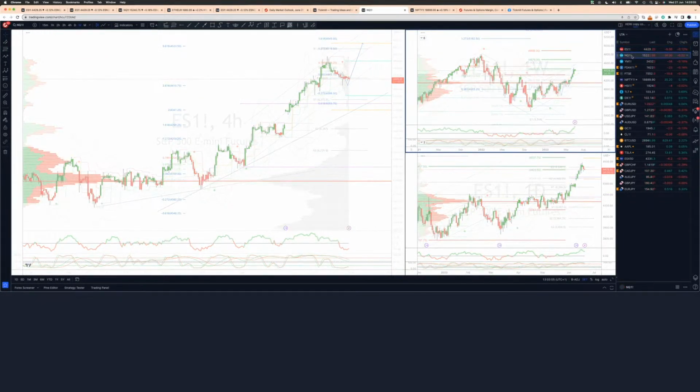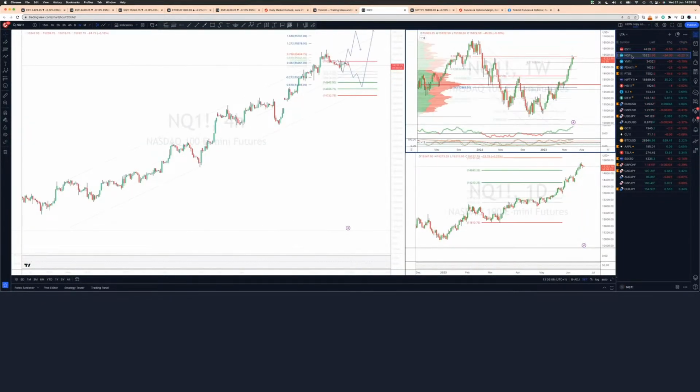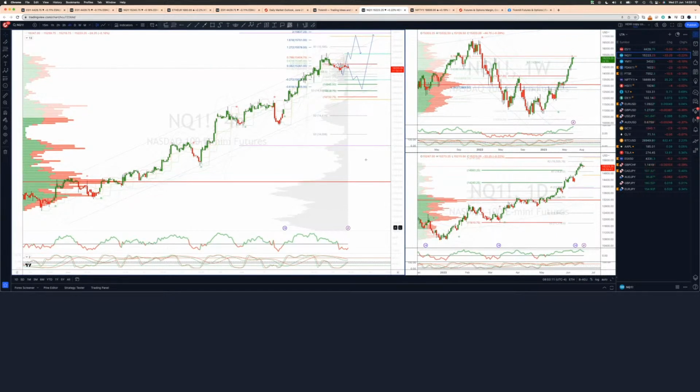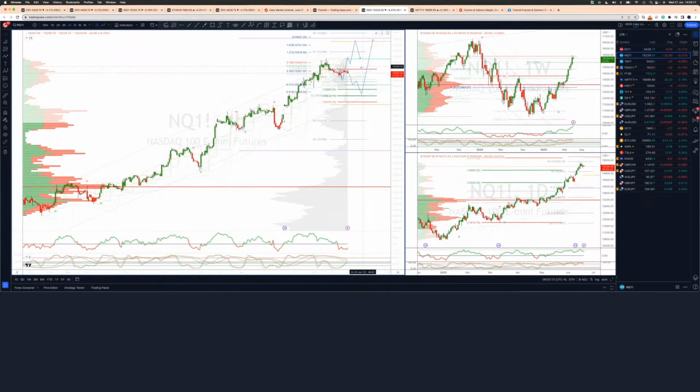Moving to the NASDAQ. Similar idea here, a couple of paths to the upside that I'm tracking. So looking for us to take out yesterday's high at the 15,330 area. If we do so without taking out yesterday's lows, then we have upside objectives into the 15,700. We have weekly projected range resistance and monthly projected range resistance coming in at 15,800. So that's going to be a key zone.